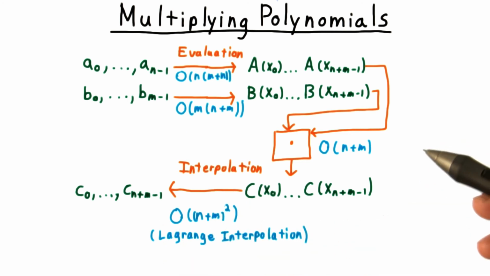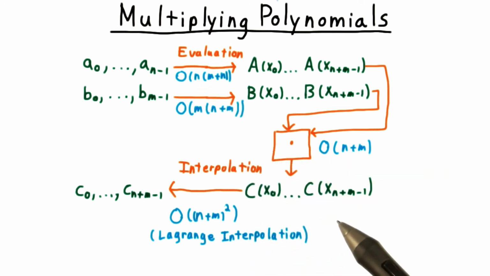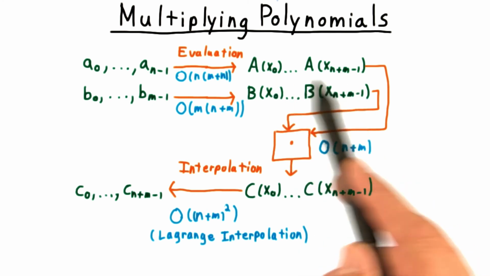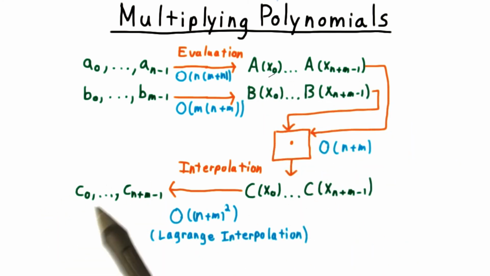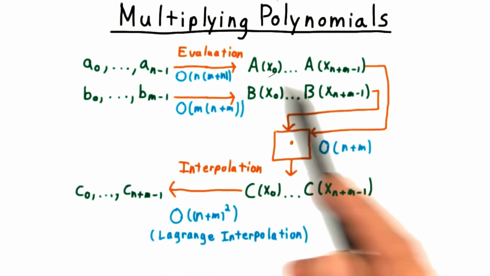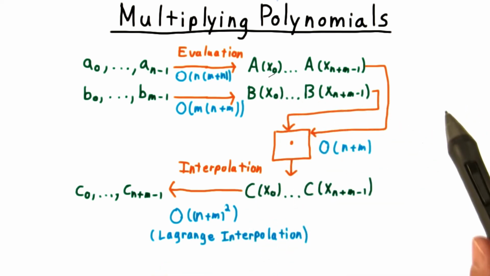Is there any hope? Well, yes, there is. All of these running times pertain to an arbitrary set of values for x here. But since we're only interested in the coefficients of the product polynomial c, we get to choose all these x. And as it turns out, this freedom is very, very powerful.